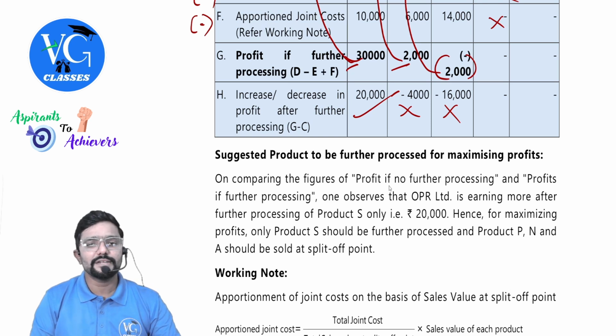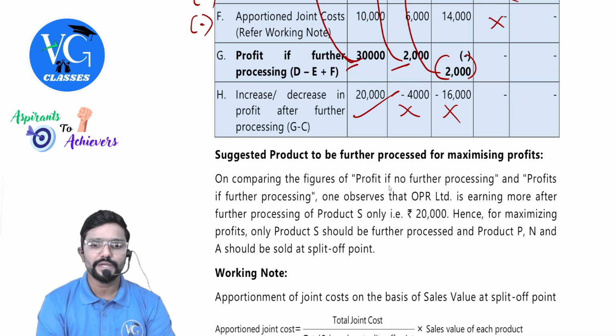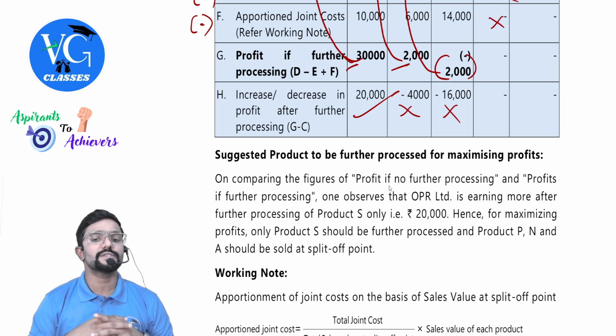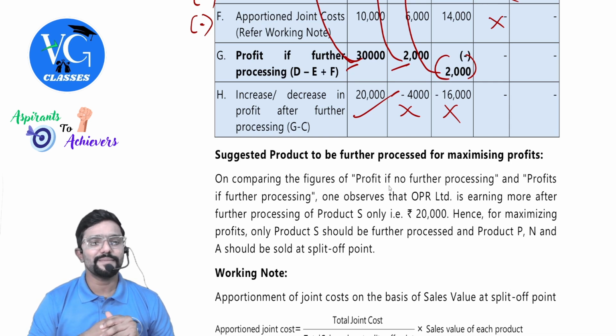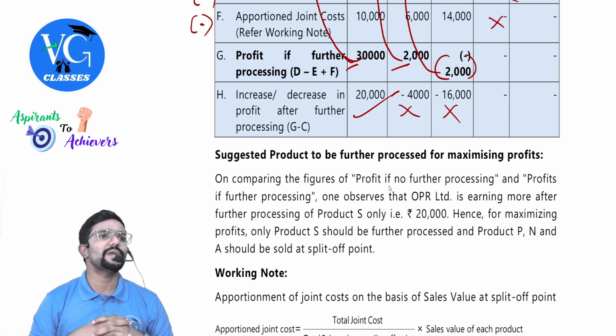Suggestion: suggested product to be further processed for maximizing the profit. On comparing the figures of profit if no further processing and the profits if further processing, one observes that OPR Limited is earning more after further processing of only product S, which is 20,000. Hence, for maximizing the profits, only product S should be further processed and products P, N as well as A should be sold at split off point.